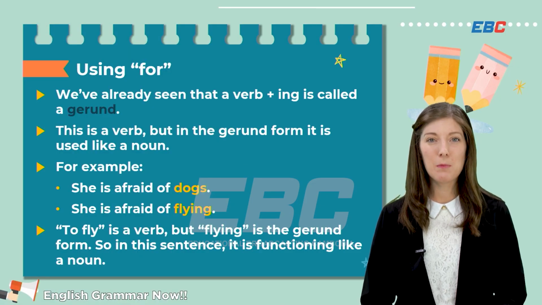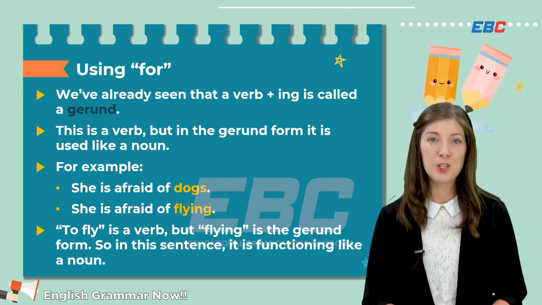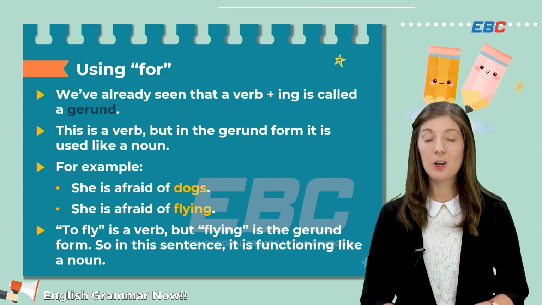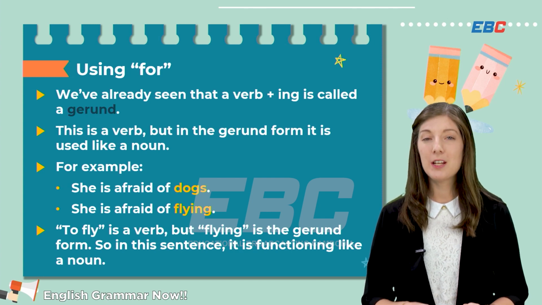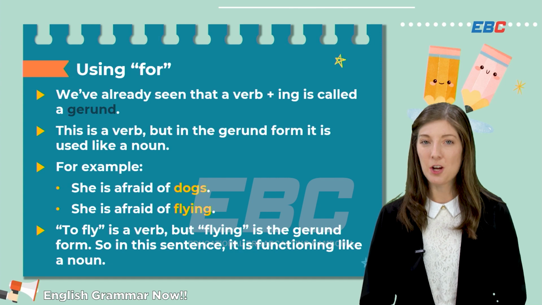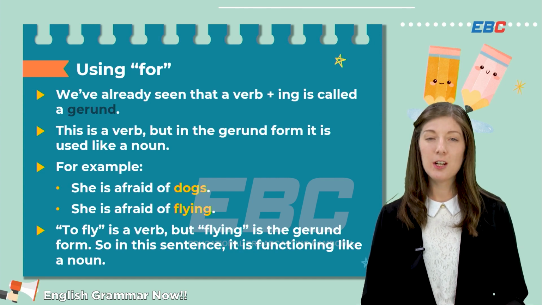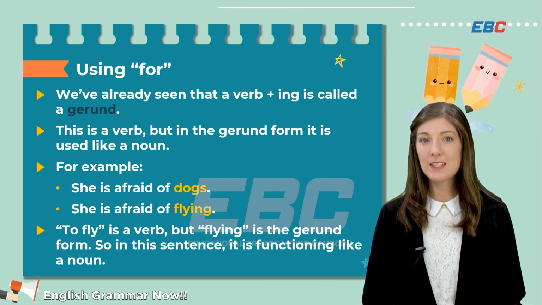As you may remember from a previous episode, if we put ing at the end of a verb, it's called a gerund. We studied this when we talked about putting two verbs together. However, what we didn't talk about is that the gerund is a verb, but it's acting like a noun. We use gerunds in sentences in the same way that we would use a noun.